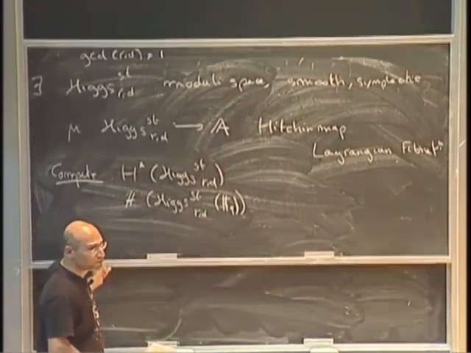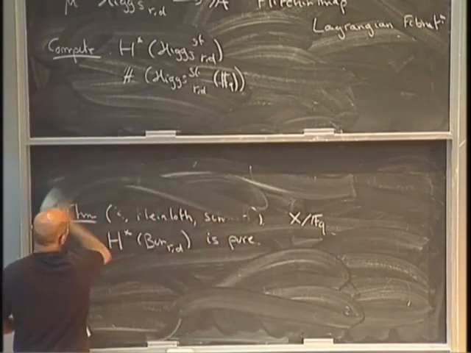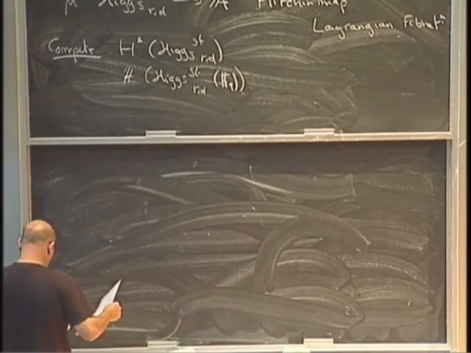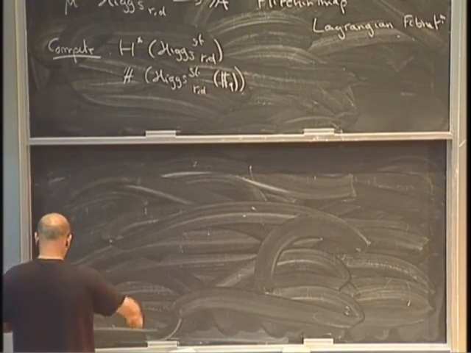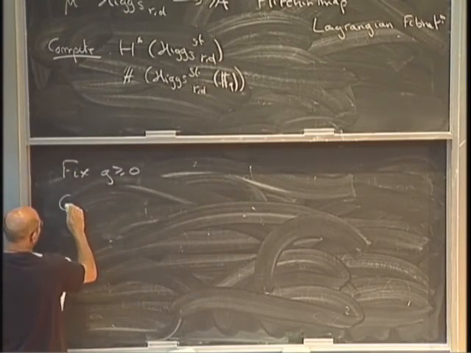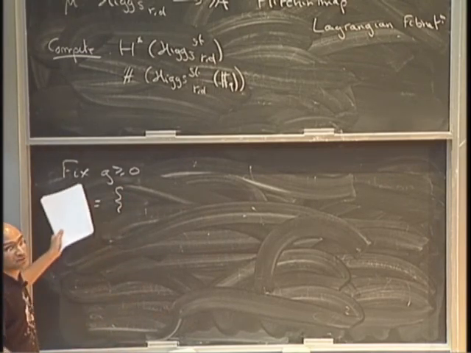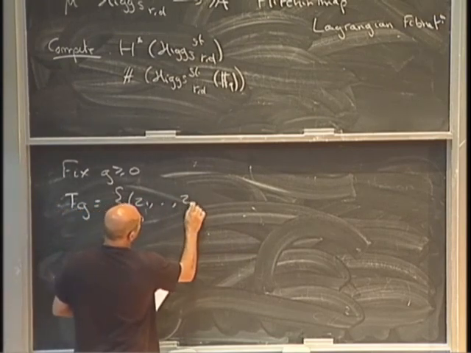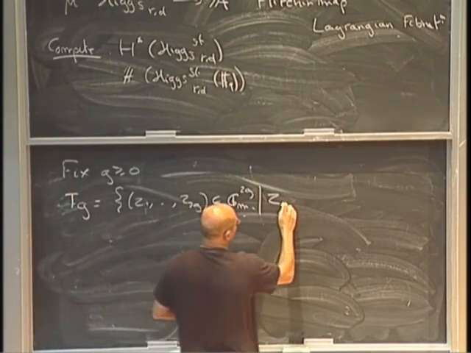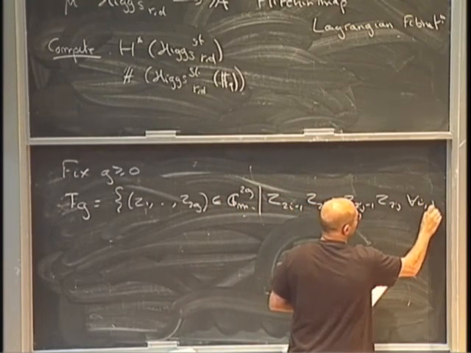So let me finish, if I have 1 minute, by stating a slightly imprecise form of the theorem, which I will spend the next two lectures proving. Before that, I need very quickly a definition. So let us fix some genus. And let me denote by T_G what is morally the set of all possible values for the Weil numbers. So z_1 up to z_2g in G_m^{2g}, such that z_{2i-1} z_{2i} is equal to z_{2j-1} z_{2j} for any i, j.